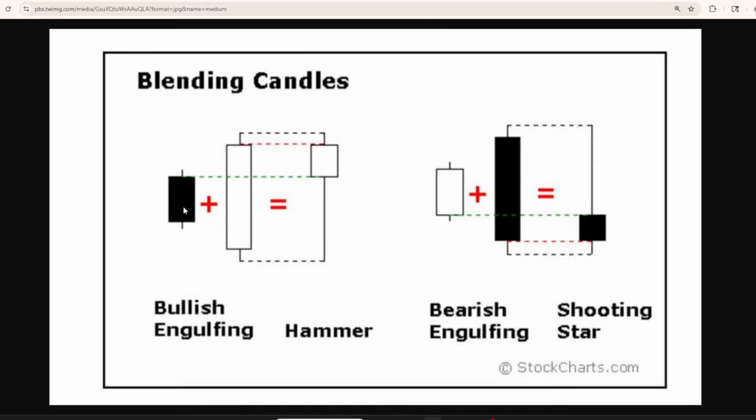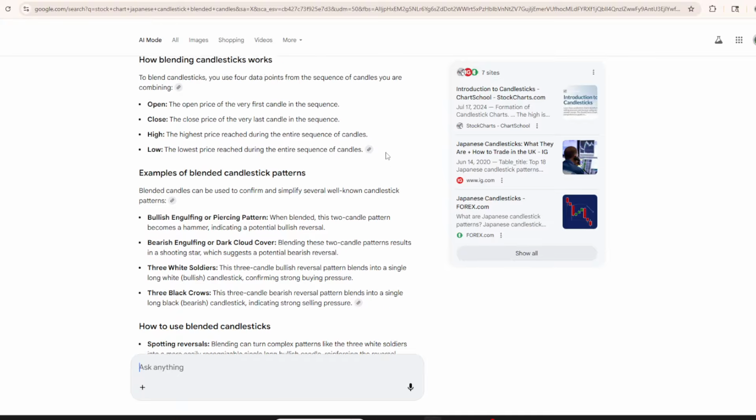But when you think about how it might have formed, by putting these two candles together, you understand that there's a momentum story. And that just gives you a better perspective of what the candlesticks are trying to tell you about a trend strengthening and about a trend weakening. And this is blended candles.